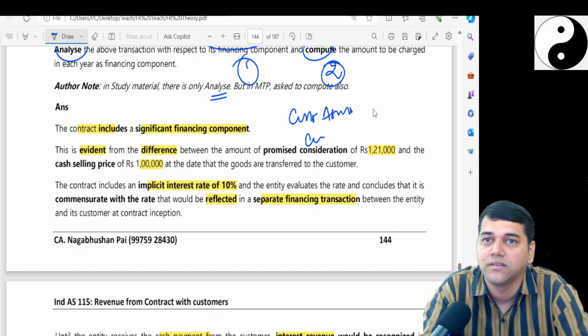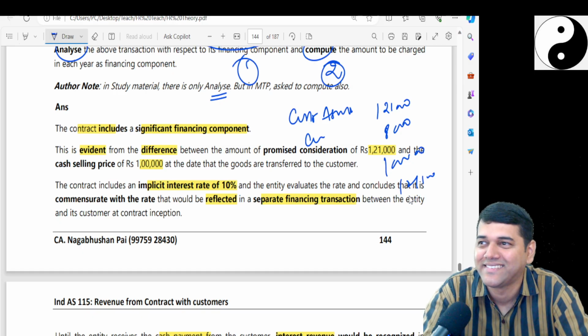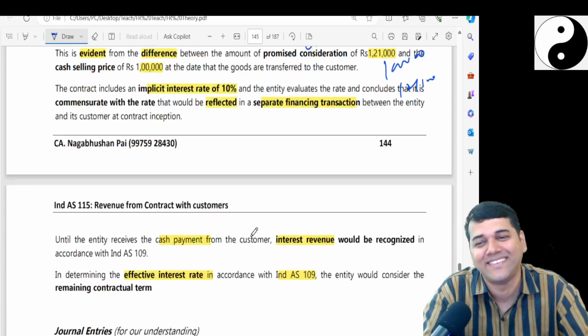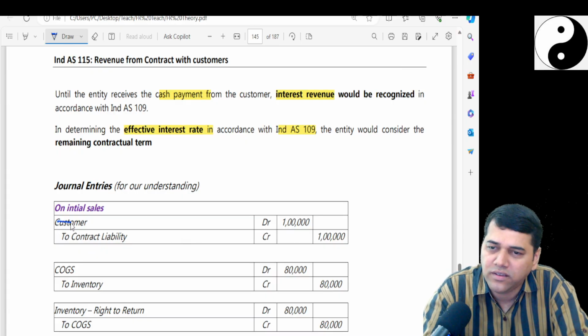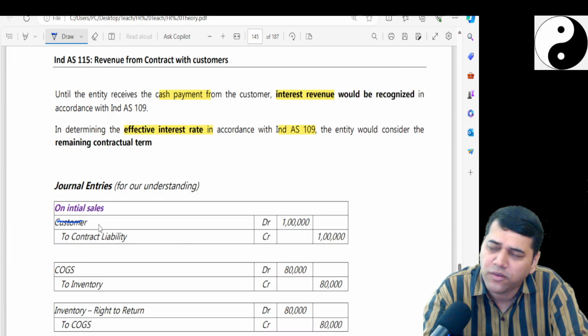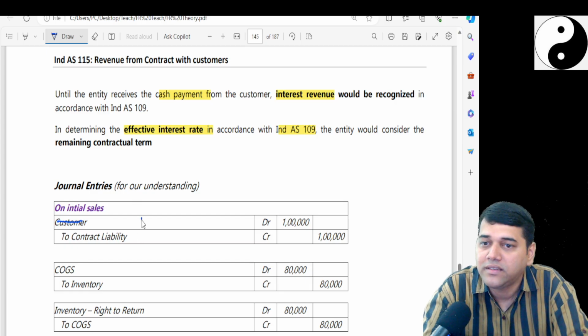How much? 1,21,000, 80,000, 1 lakh? It should be 1 lakh. Forget about this. Whatever it is, contract customer is the present value of the future cash flows. No, this is the fair value.